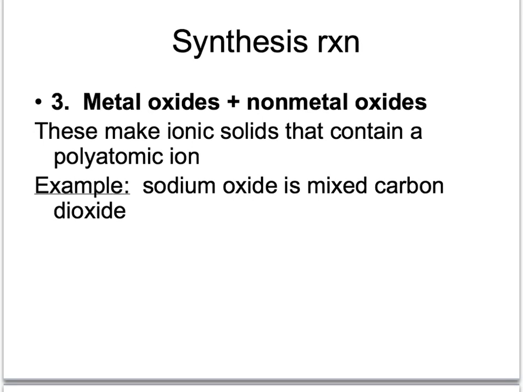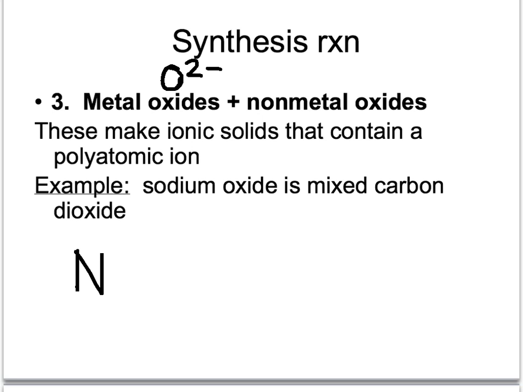The third type of synthesis reaction is when we have a metal oxide. So again, with the metal oxide, you're going to have to do the crisscross, and oxygen is 2 minus. And your non-metal oxide, figuring out the non-metal oxide and the ratio is going to be based upon the name. And these make ionic solids that contain a polyatomic ion.